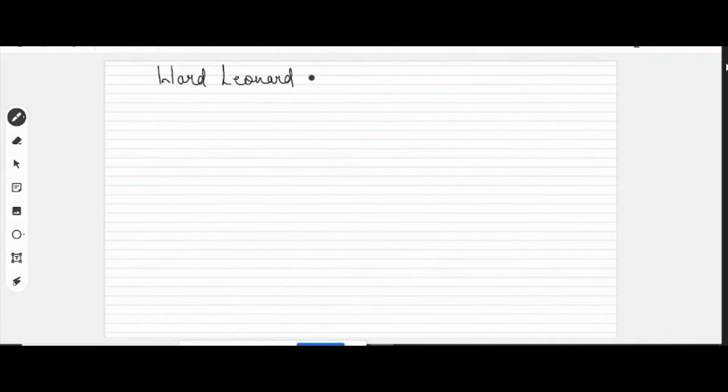Ward-Leonard system or scheme. Hopefully you have learned this. Yes or no? Yes, sir. किया था. क्या था? अभी याद नहीं आ रहा, अभी याद आएगा.